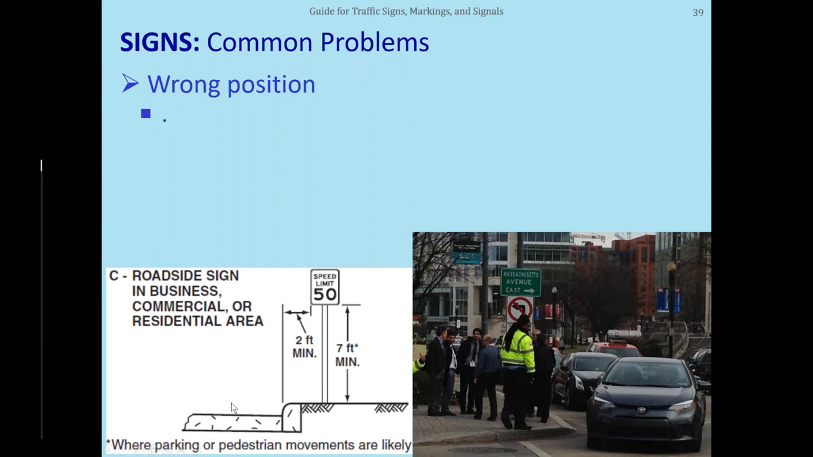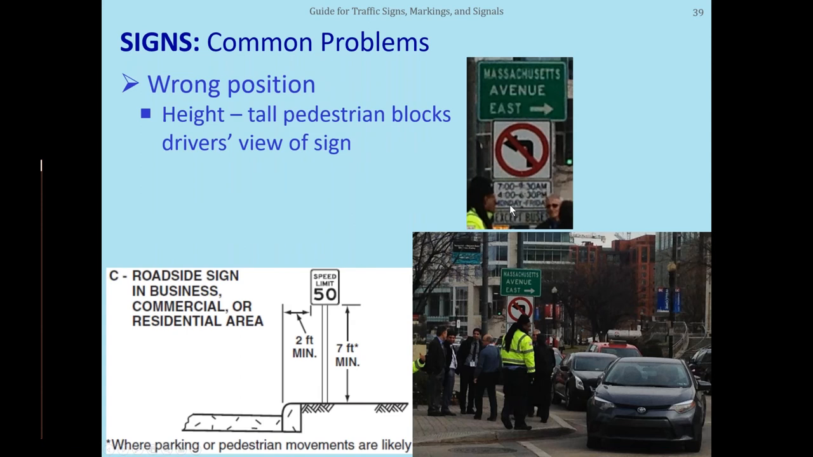Going back to the graphic we saw earlier, where parking or pedestrian movements are likely, the minimum height to the bottom as measured from the sidewalk or ground surface, 7 feet minimum. What do we have here? A pedestrian blocking the bottom part of the sign.